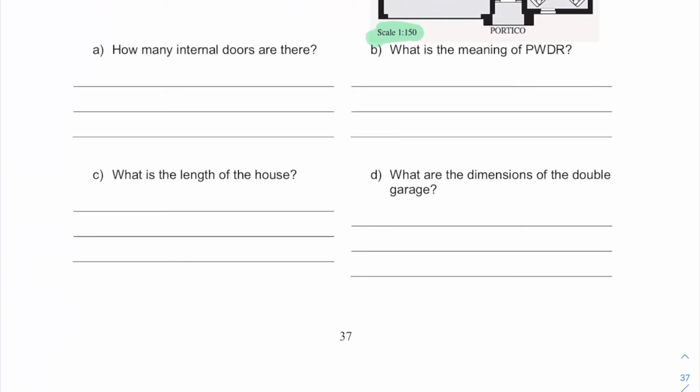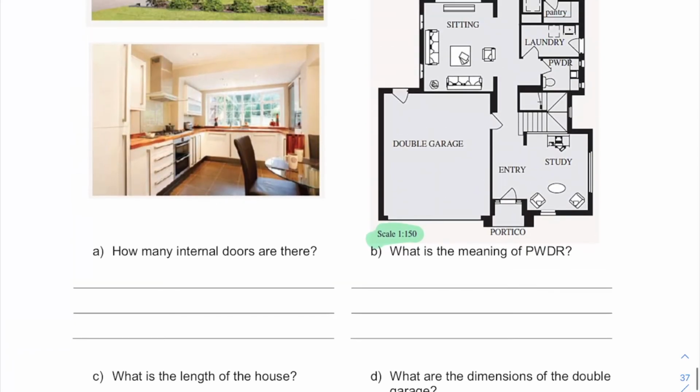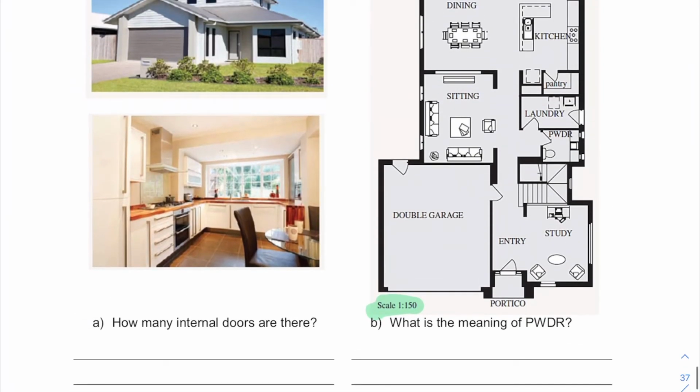How many internal doors are there? Well, let's have a look. Alright, so there's one internal door. There's a second one, a third, and a fourth one. They're all internal doors, so there are 4 internal doors. 4 internal doors. Okay.